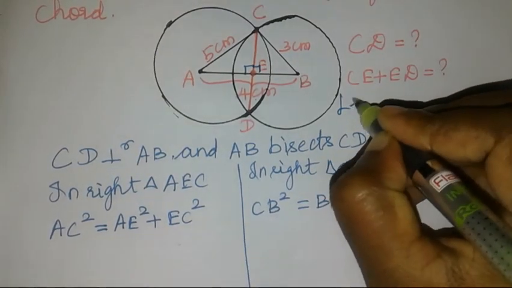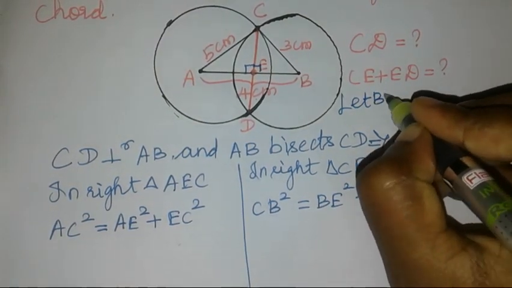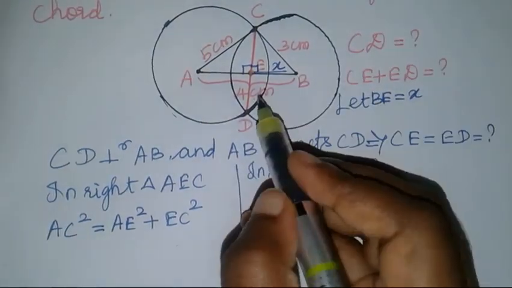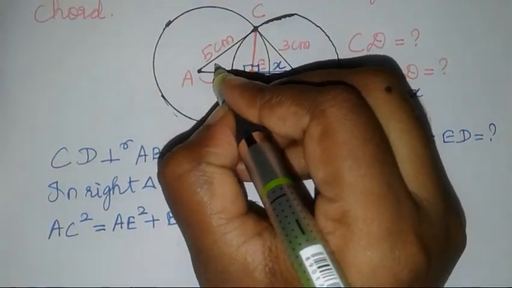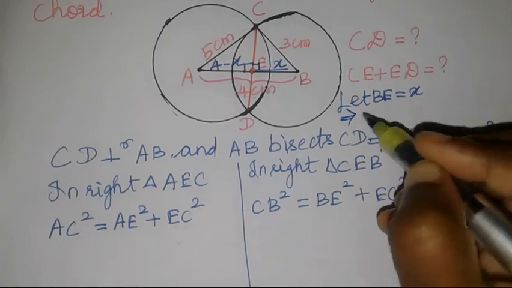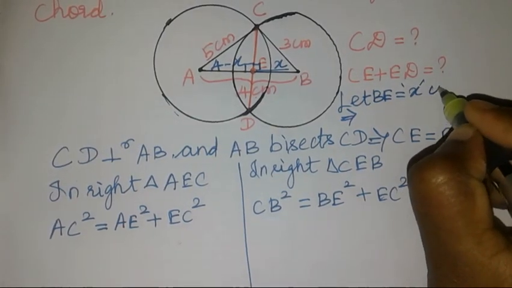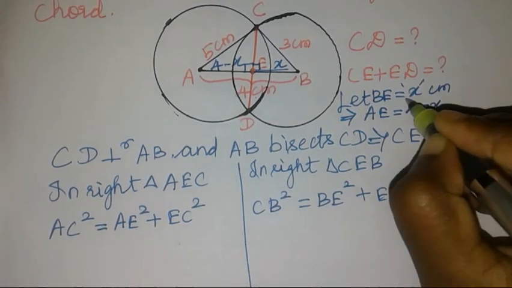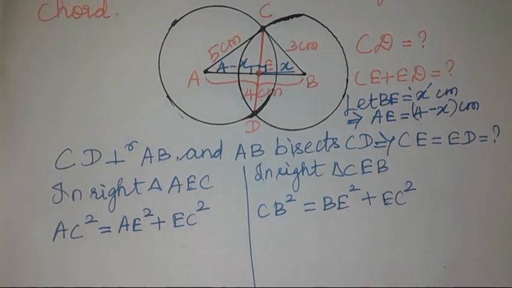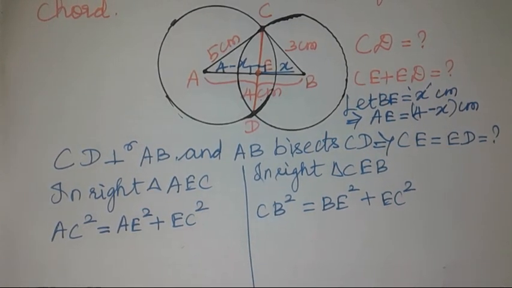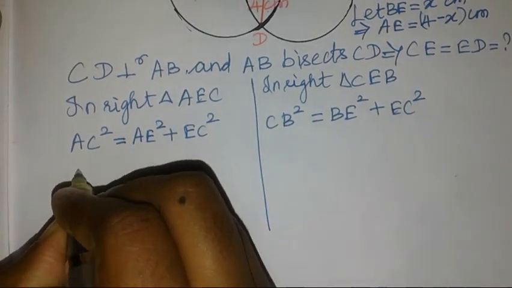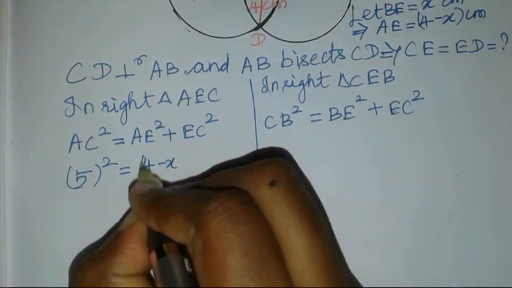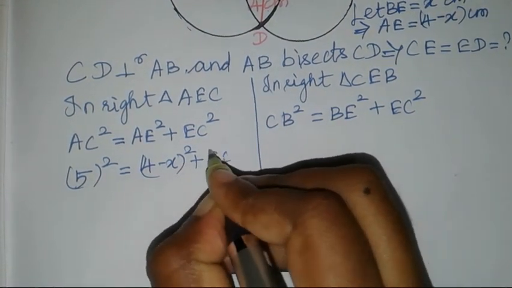See here, let BE be equal to x. See this part alone as x. The total is 4 centimeters. Therefore the remaining part is 4 minus x. BE is equal to x centimeters, which implies AE is equal to 4 minus x centimeters. Now at least two sides are known. Let us substitute in the Pythagoras theorem. Here AC is 5 square, which is equal to AE, that is 4 minus x, the whole square, plus EC square.